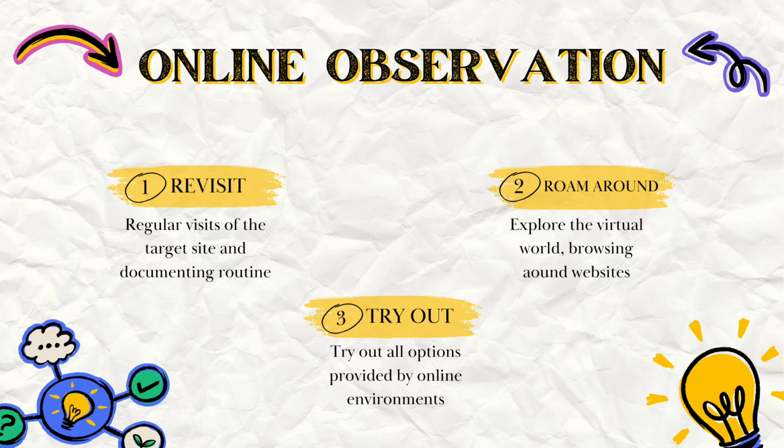Next, on this slide, we have online observation, which refers to the process of virtually being there to watch the digital communication being done. In doing online observations, there are 3 activities that can be done by the researchers. The first one is to revisit, which is to visit the target site regularly, learning and documenting the kinds of trends or activities that are currently being observed. The second one is to roam around, which is to explore the virtual world by browsing websites, such as profiles, threads, and user sections, which can help the researchers gain new knowledge that can support their data. The last one is to try out, which is to try all of the experiences provided by online environments, such as the search engines, user lists, statistics, and tags.